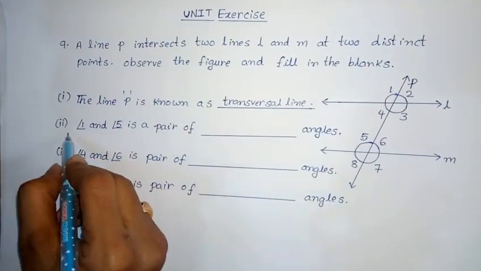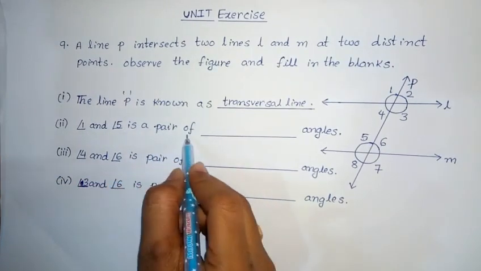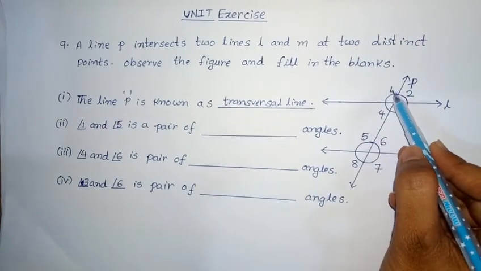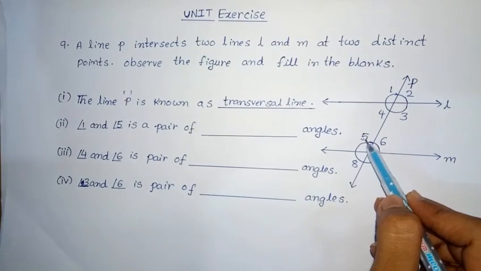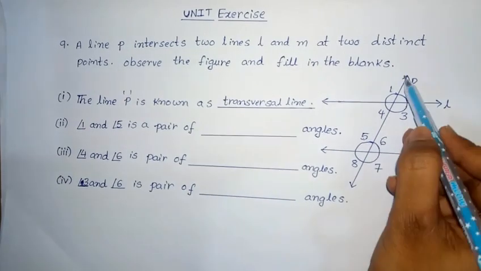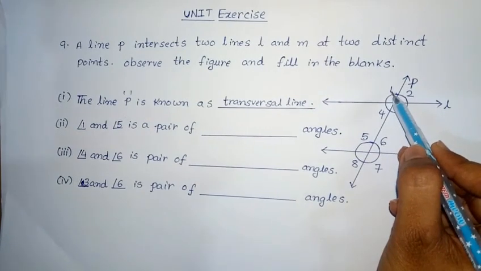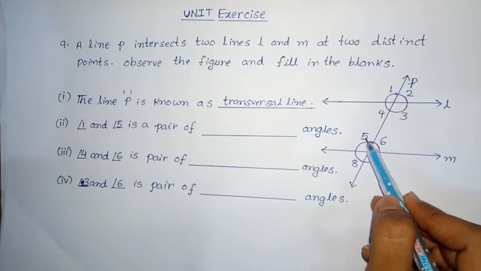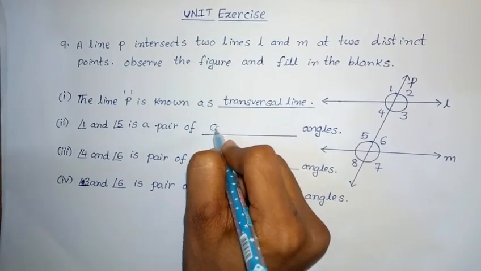Next, the second one. Angle 1 and angle 5 are a pair of dash angles. Observe angle 1 and angle 5. These two lie on the same side of the transversal line, and also angle 1 is an exterior angle, angle 5 is an interior angle. So these angles are said to be corresponding angles. The answer is corresponding angles.